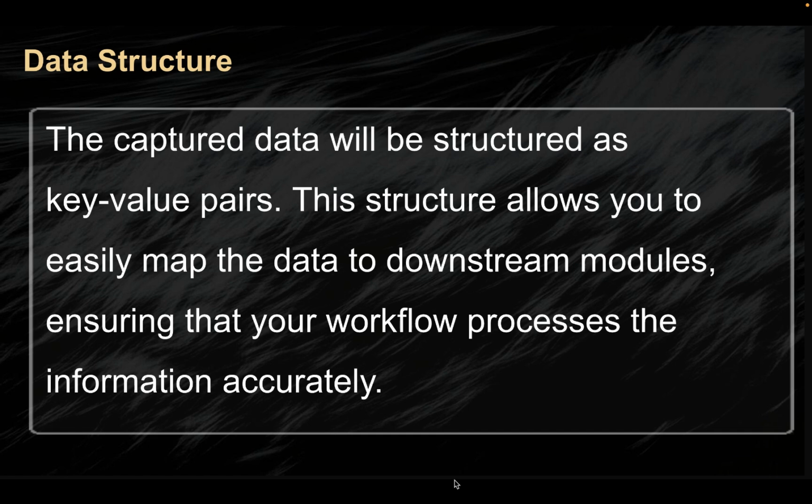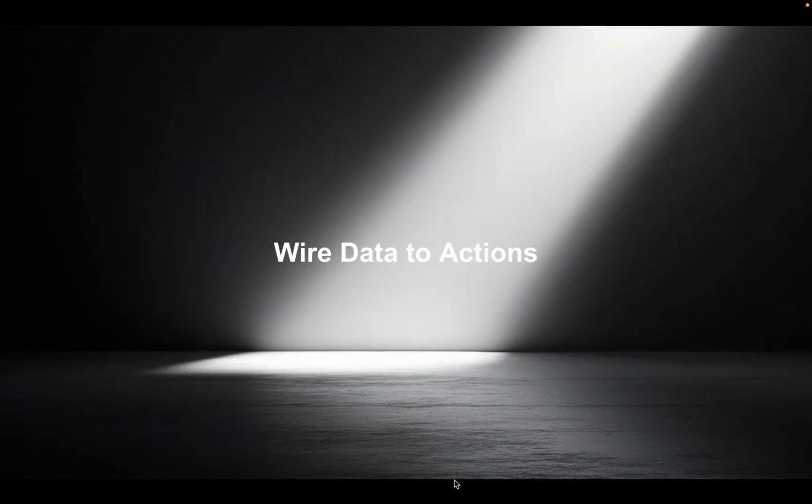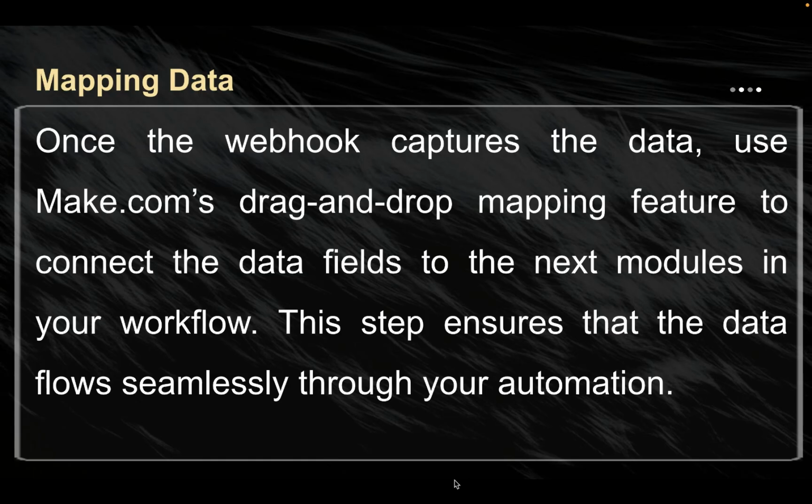So this way you know that you are getting the exact information you need for your workflow. The captured data will be structured as key value pairs. This structure allows you to easily map the data to downstream modules, ensuring that your workflow processes the information accurately. Now, once you have the data, you can now send it to other modules. Mapping data. Once the webhook captures the data, use make.com's drag and drop mapping feature to connect the data fields to the next modules in your workflow. This step ensures that the data flows seamlessly through your automation.